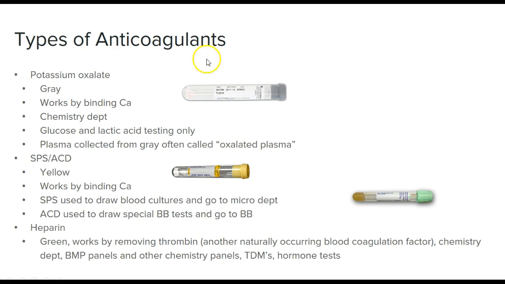Okay, the potassium oxalate is a gray top. It also binds calcium. It's used in chemistry for glucose and lactic acid testing, and the plasma is called oxalated plasma.